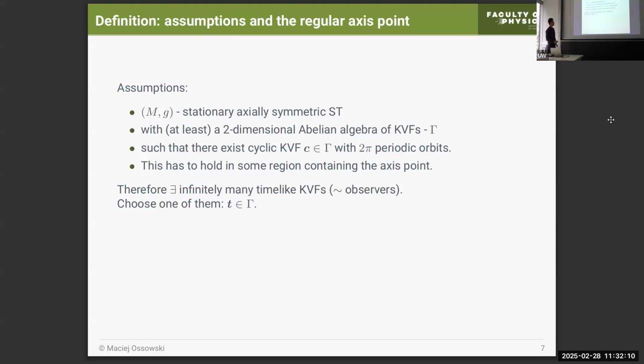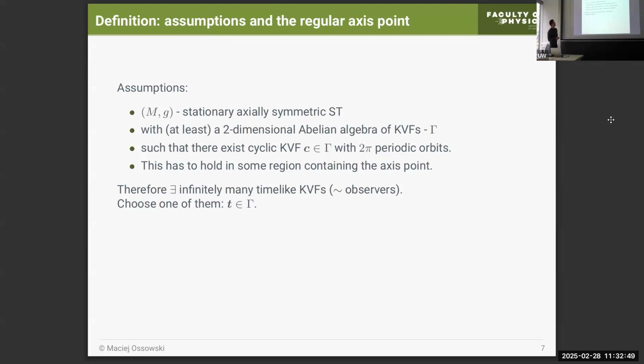In this algebra, I assume that there exists at least one, I mean exactly one, Killing vector field which is cyclic, so its orbits are closed, and that it's 2π periodic. And by stationarity, I mean that there should exist in this algebra infinitely many time-like Killing vector fields, which I will be calling observers in this talk, and we have to just choose one of them. Of course, this has to be satisfied only in some region of the space-time.